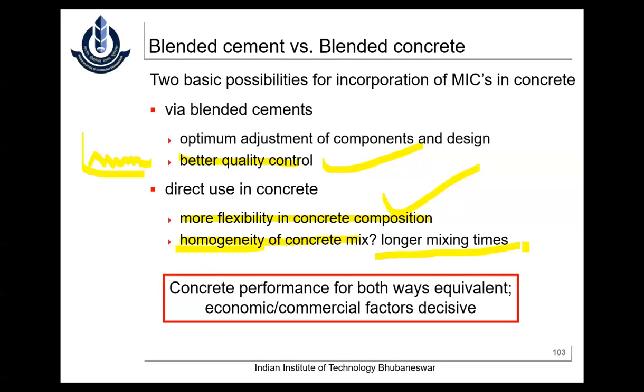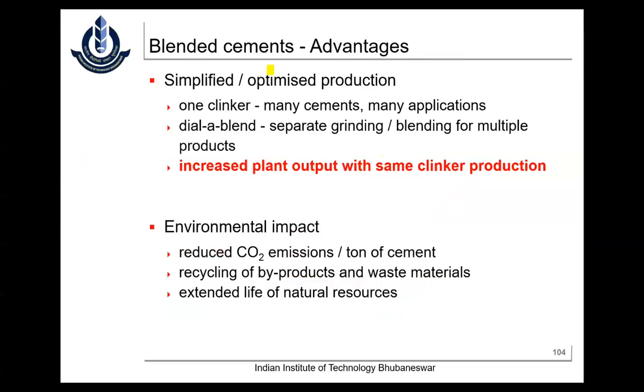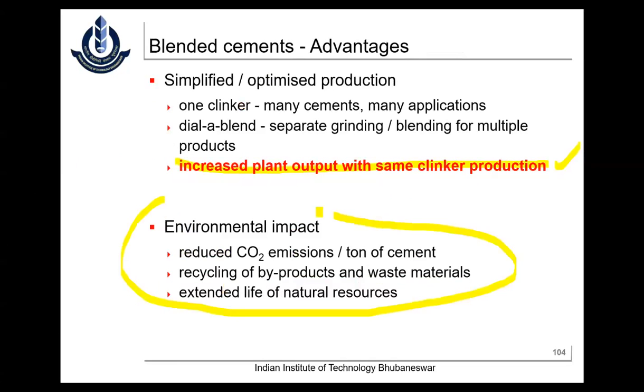So concrete performance for both should be equivalent, and the economical and commercial factors should be worked on. If you look at the marketing, whenever they manufacture cement, the output is from the same clinker production. This is a business strategy, no doubt. At the same time, they have to get credits for using these raw materials. Definitely, they're using fly ash and slag.